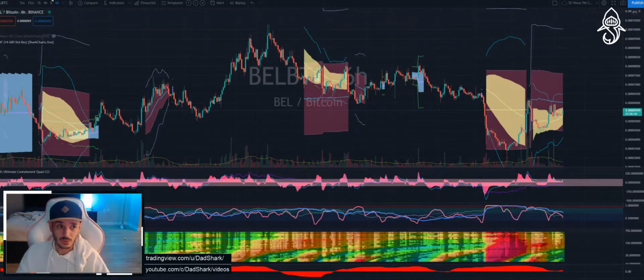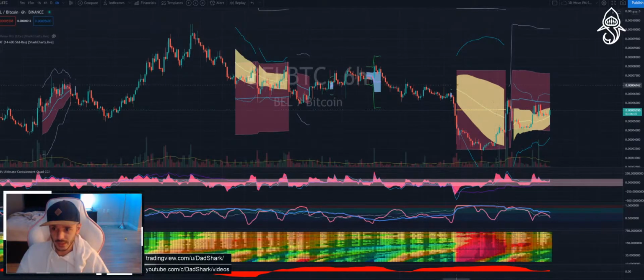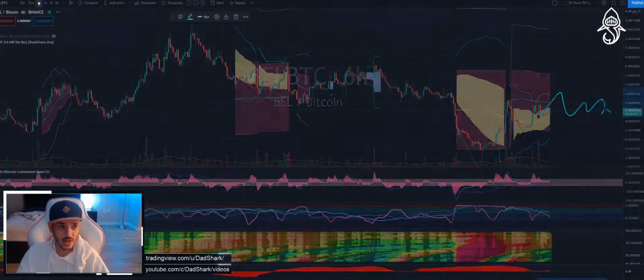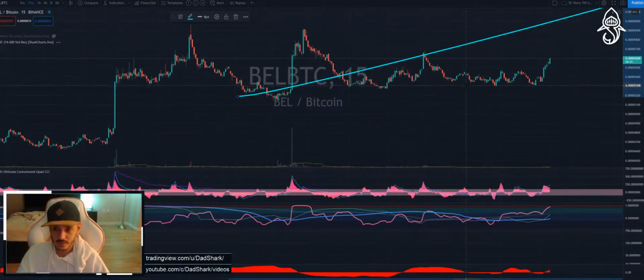Yeah, so 4 hour, 6 hour, I don't really see implications of a breakout other than just filling in this compression range here. So higher time frame isn't quite ready for a breakout yet. 15-minute might be.